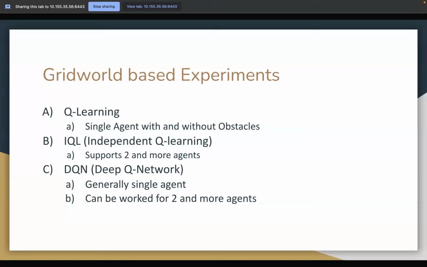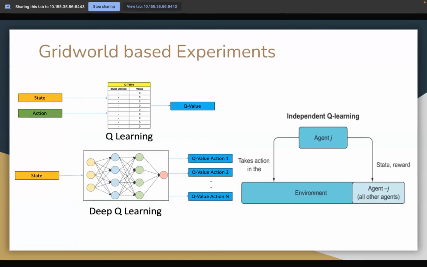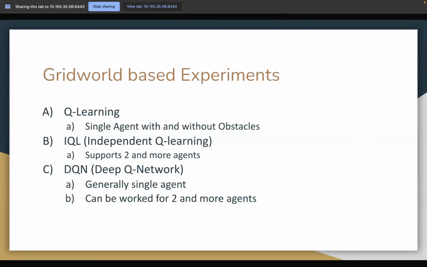And then I switched to a more complex approach, which uses a deep Q network. I first started with a single agent, and it worked flawlessly. But when I added two agents with the DQN, they also failed to learn this complex behavior between the two agents. So I realized I should go with another approach.